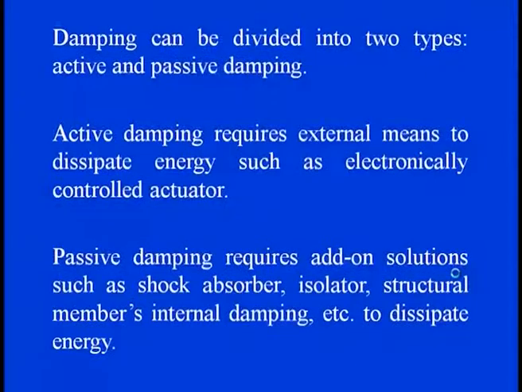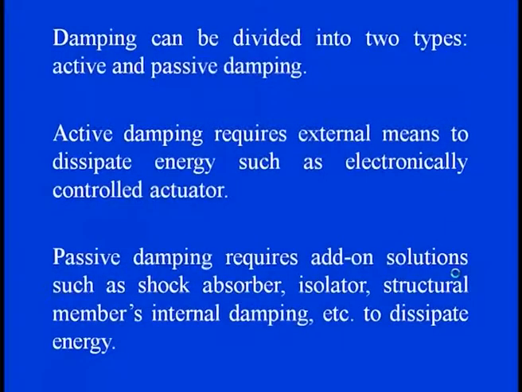Broadly speaking about damping, there are two main categories: active and passive damping. Active damping always requires an external means or source through which the dissipated energy can be controlled or transmitted, such as electronically controlled actuators, or even smart structures through which we can control the vibration excitation using smart materials, in which some electronic features are present.